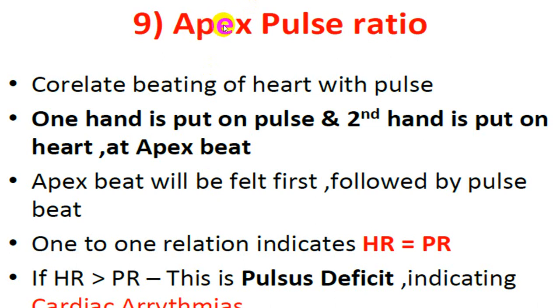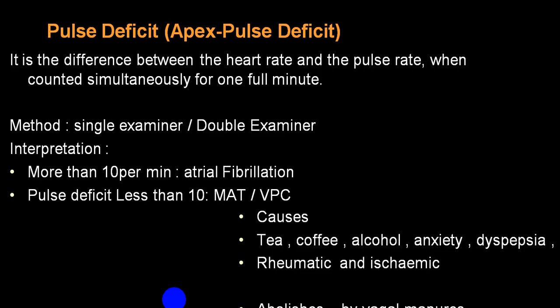So in a normal person, apex pulse ratio is always equal. Put one hand on pulse and second hand on apex and calculate the number of apex beats transmitted to the radial pulse. In any normal person, heart rate has to be equal to pulse rate. If the heart rate is more than the pulse rate, we call it a pulse deficit, or we use the word missed beats, and this will indicate, classical example, ventricular premature beat or premature ventricular contraction. That is typical, very, very typical.